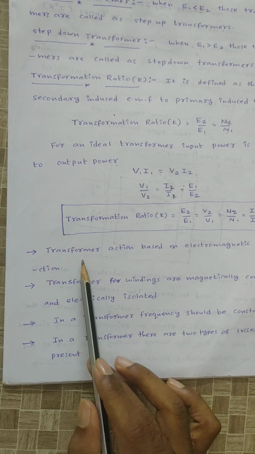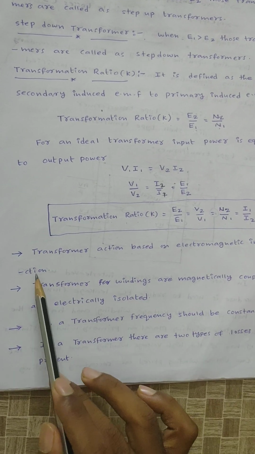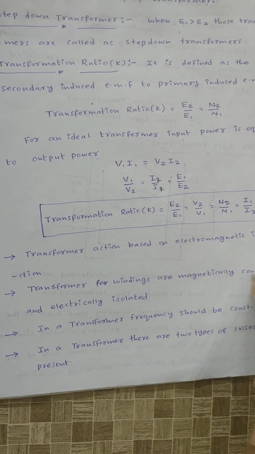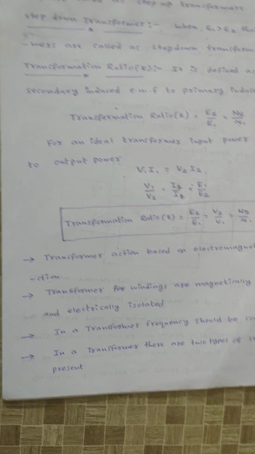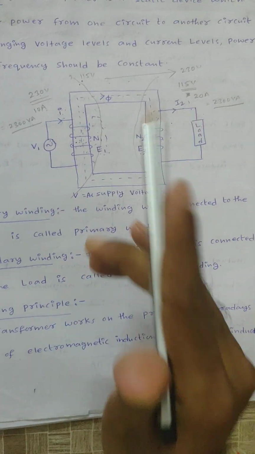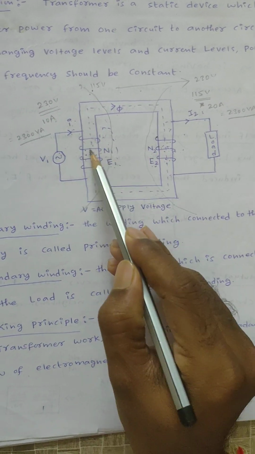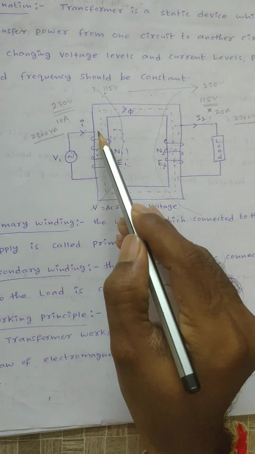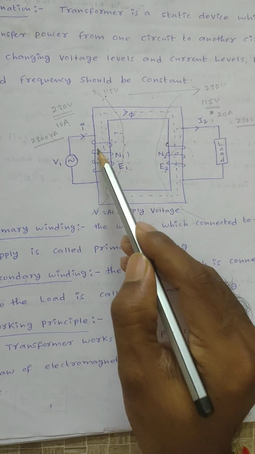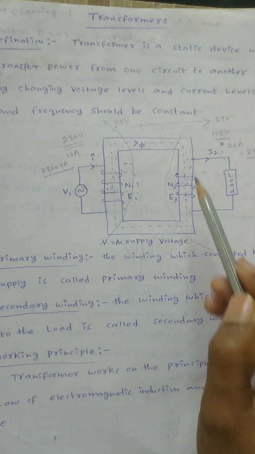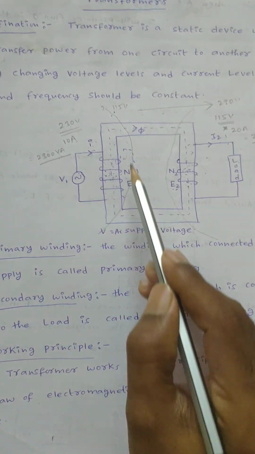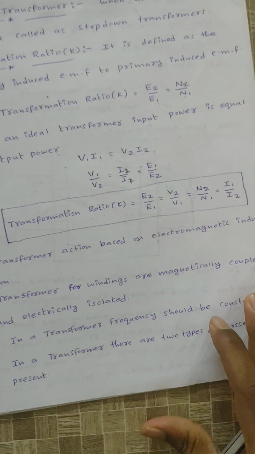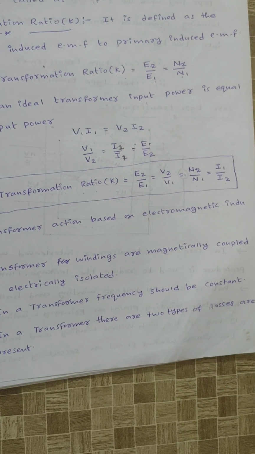Next, transformer action is based upon electromagnetic induction. This point is already discussed. In the case of a transformer, two windings are magnetically coupled and electrically isolated. These are the two windings. The two windings are magnetically coupled because flux will pass from primary to secondary. Electrically isolated means there is no wire connection. There is no wire connection from the primary winding to the secondary winding. That means in a transformer, two windings are magnetically coupled and electrically isolated.